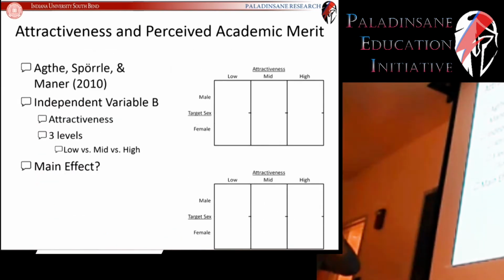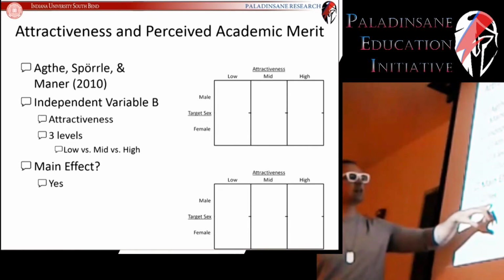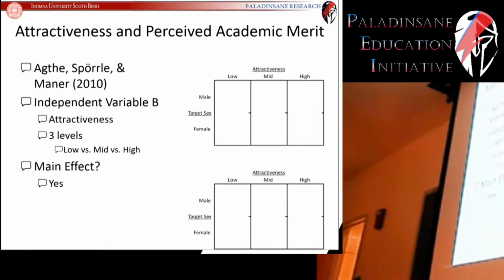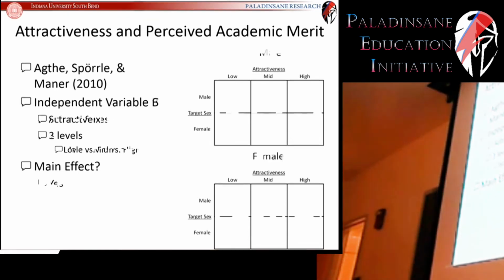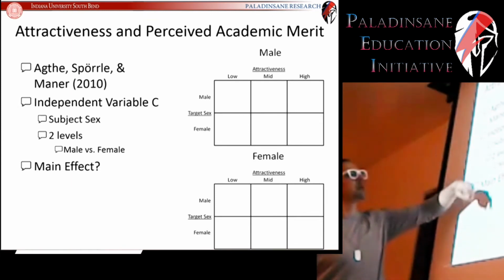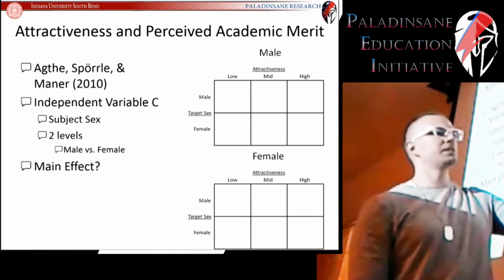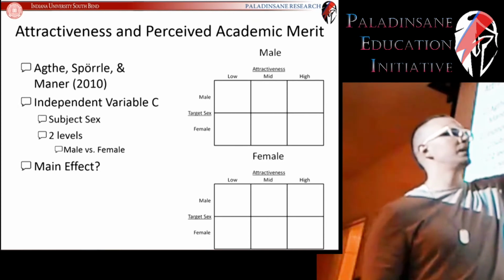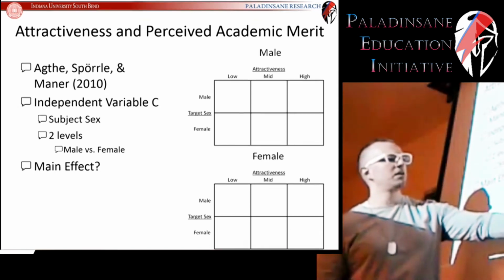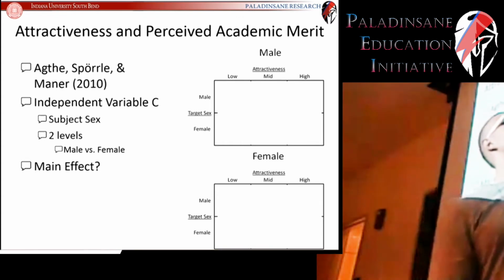All right, so we got one last independent variable, one last main effect to look at, and this is subject sex. So once again, we got two levels, male or female. And when we're looking at this main effect, we're not interested in attractiveness. So we're not interested in the difference between low, middle, and highly attractive individuals. And we're not interested in male versus female applicants either. All we're interested in is female judges versus male judges.